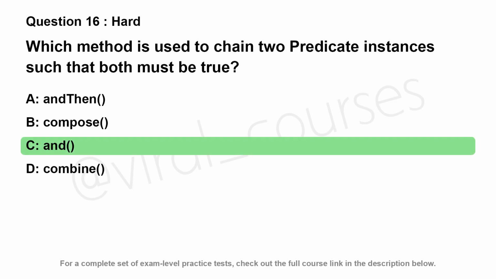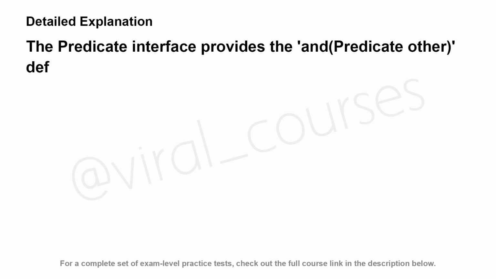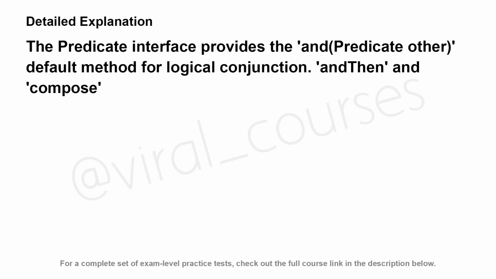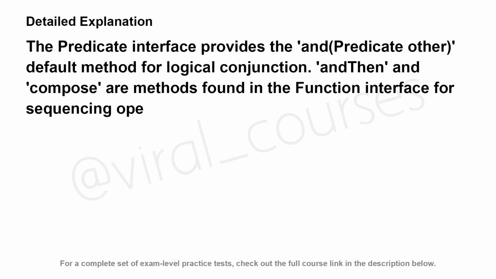The correct answer is C. The Predicate interface provides the and(Predicate other) default method for logical conjunction. andThen and compose are methods found in the Function interface for sequencing operations, not logical comparisons.